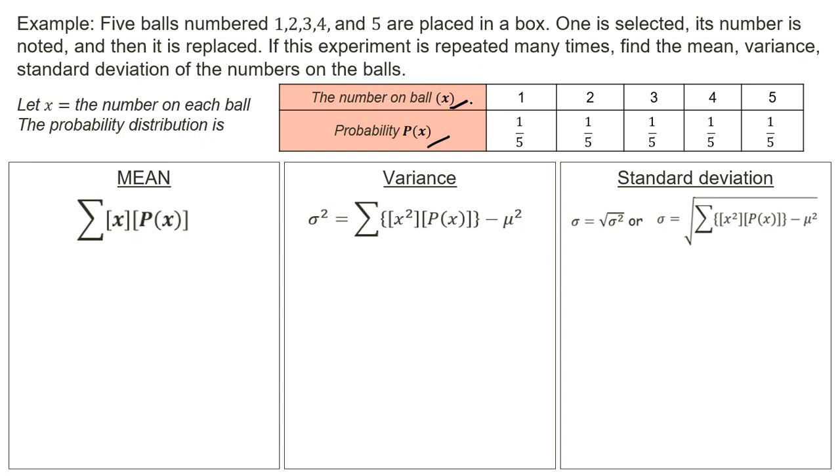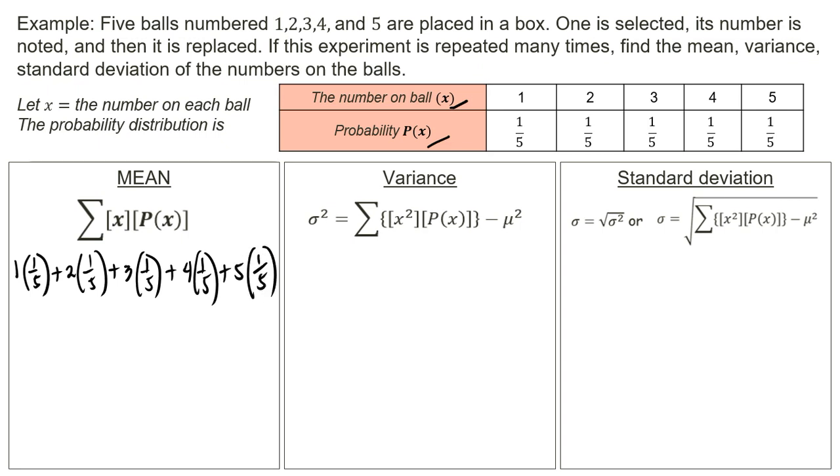So, umpisahan po natin. Ang x natin sa una ay 1. 1 times 1 over 5 plus, sunod naman, 2 times 1 over 5 plus 3 times 1 over 5 plus 4 times 1 over 5 plus 5 times 1 over 5. And then after that, solve mo muna po itong bawat multiply bago mo i-add lahat.